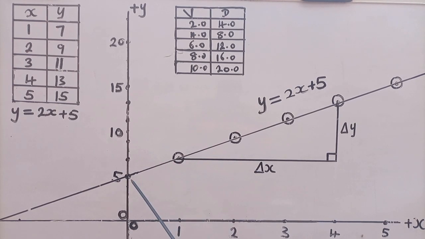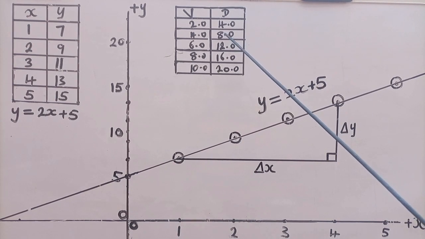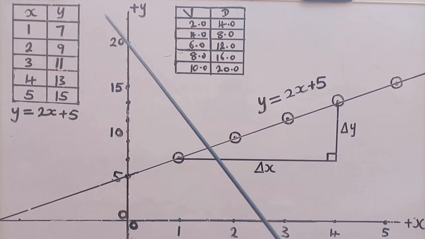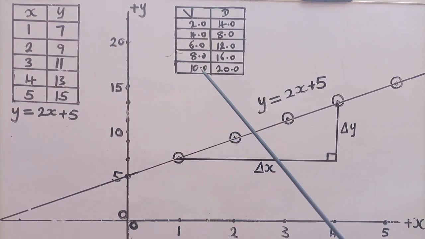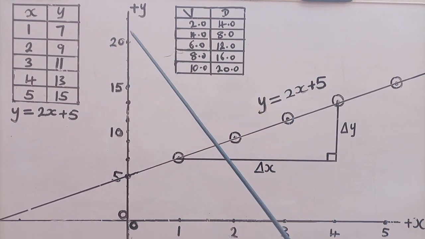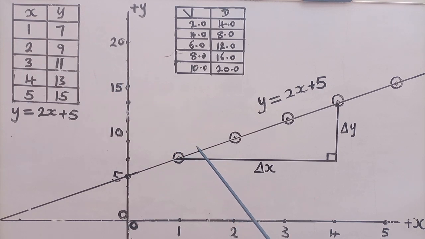But recall that this line of best fit is not for this table. It is for this table. That means that we're going to use this line of best fit to find the slope of this table. But first, let us use this table straight to find the slope, and later we compare the slope we get from this table with the slope we get from this sketch. Let's see.